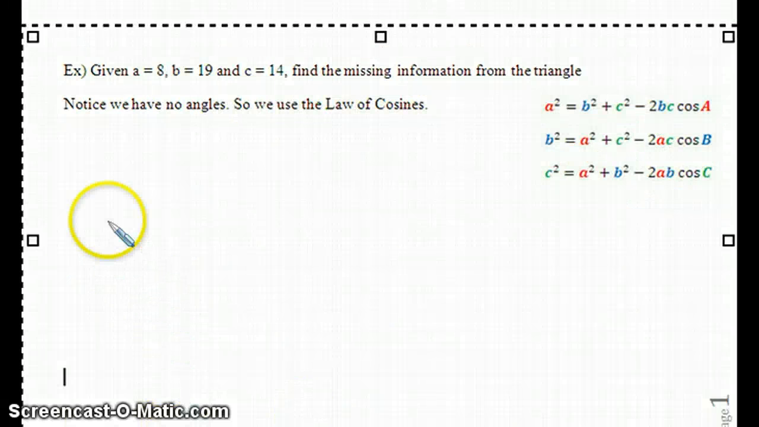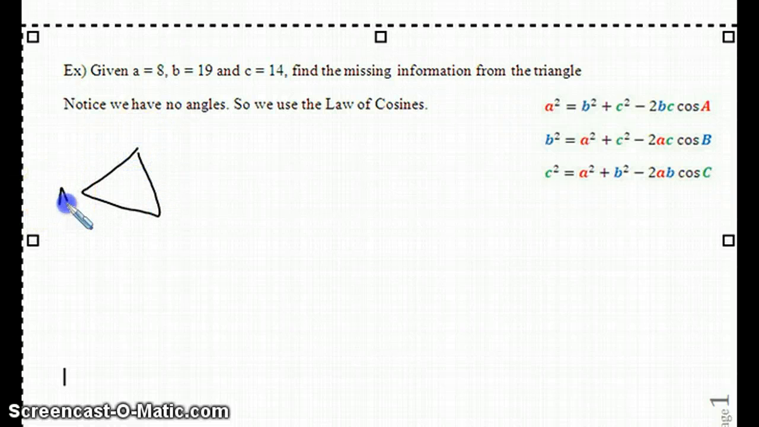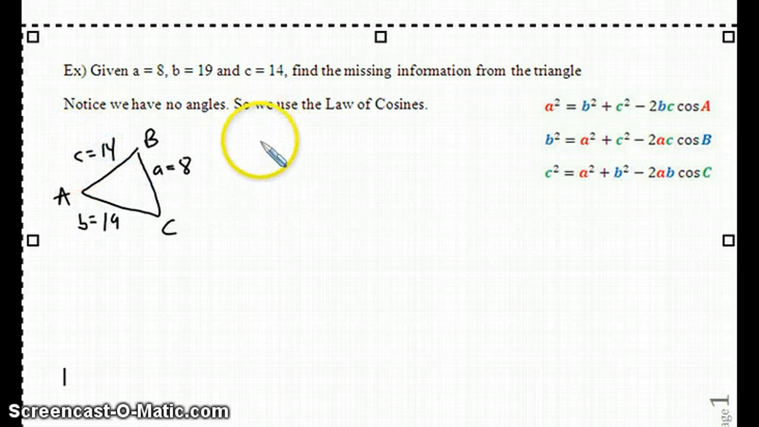Okay, let's take a look at our next example, where we have, again, another triangle. We'll call it A, B, and C. This time I'm only given information about side lengths. A was 8, B is 19, and side C is 14. So I need to know all three angles. I need to know angle A, I need to know angle B, and I need to know angle C.